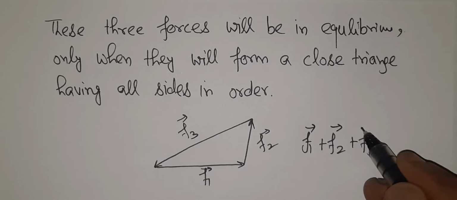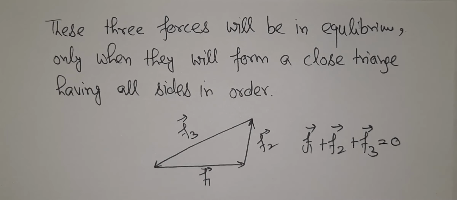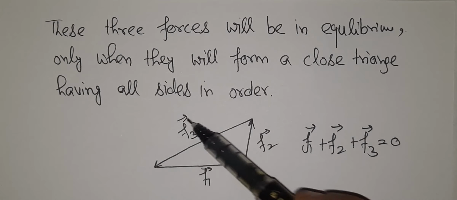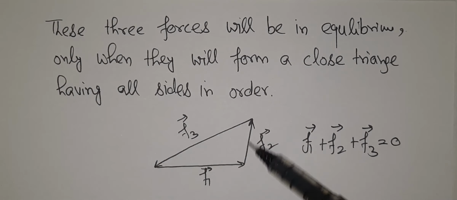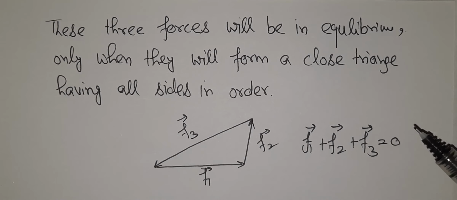And the previously discussed thing, that the resultant of F1 and F2 will be cancelled by F3, and the resultant of F3 and F1 will be cancelled by F2, this way it will definitely obey that particular thing also. When we have three concurrent forces in equilibrium, they have a specific relation between them, and that relation is given by Lami's theorem.